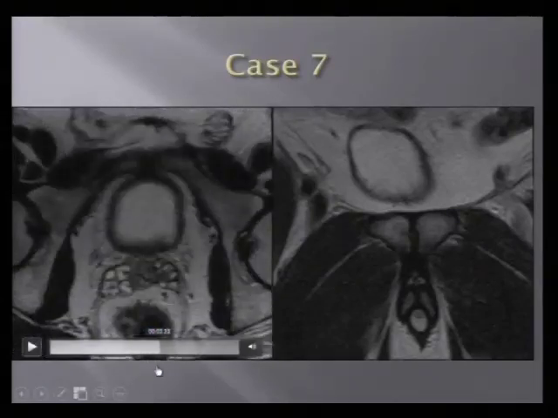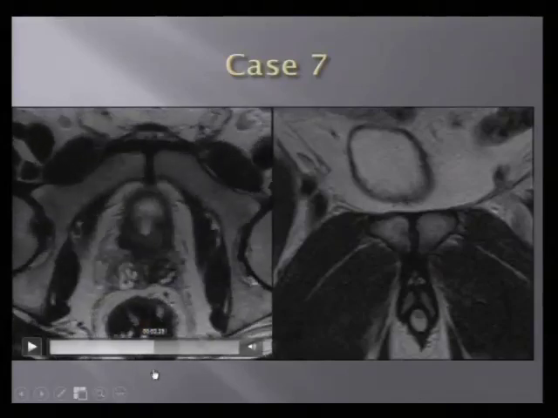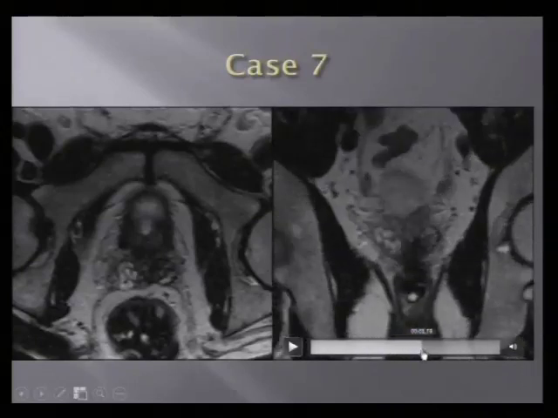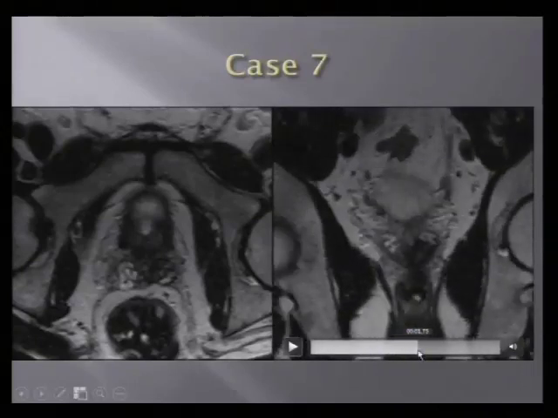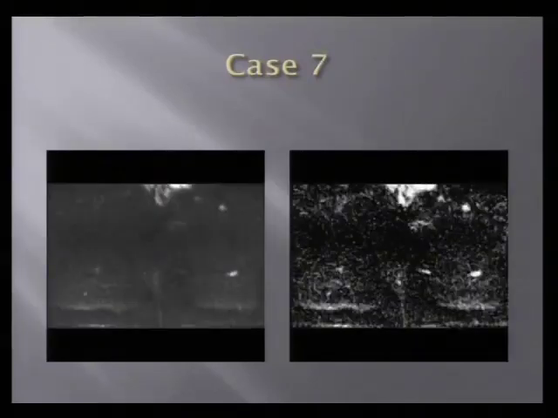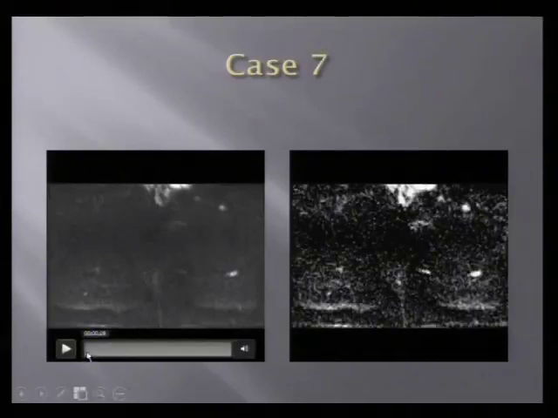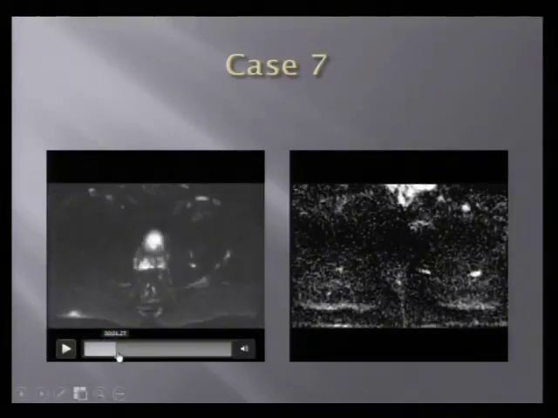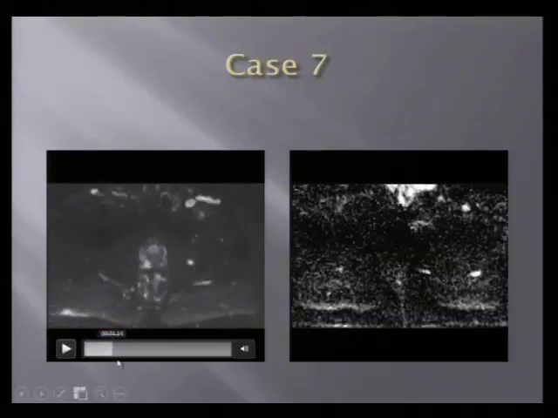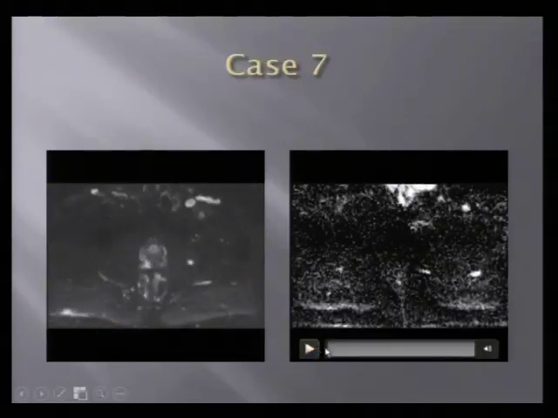Another example, left is axial images, right is coronal images. And you can see again, just asymmetric dark signal at the base of that left seminal vesicle immediately adjacent to the cancer, so very likely to be seminal vesicle invasion. Here's another case. Oh, I'm sorry, this is the same case, I apologize.